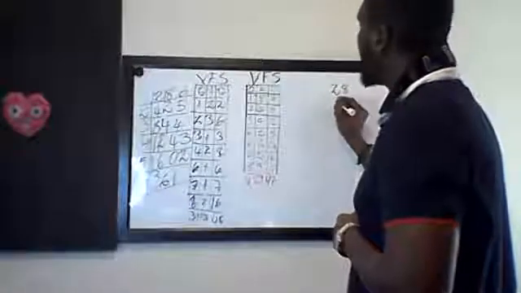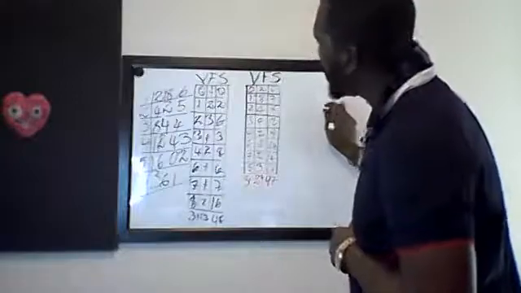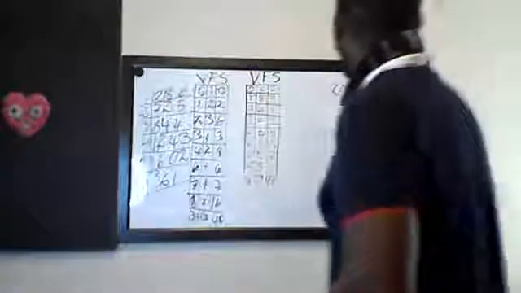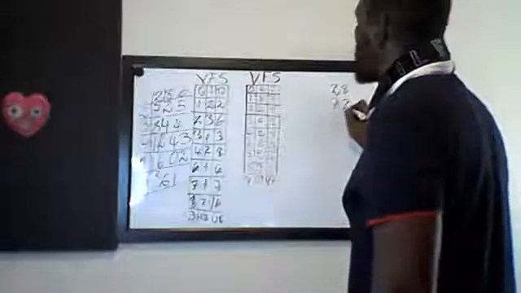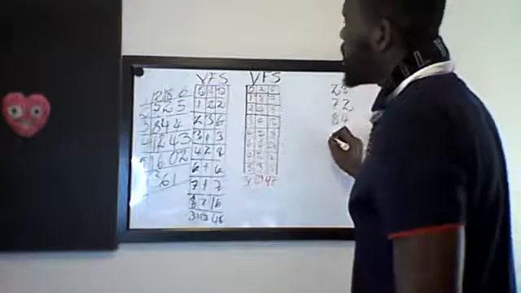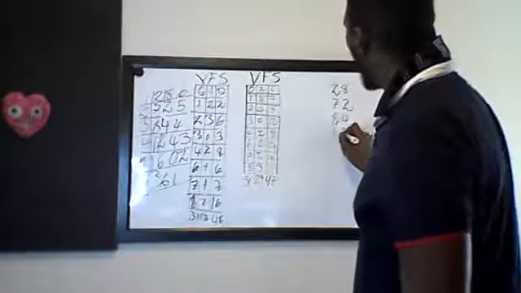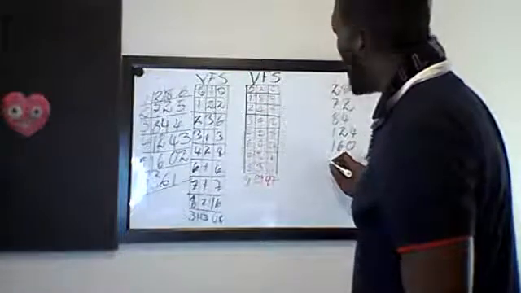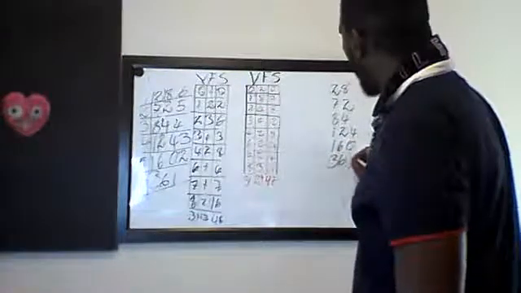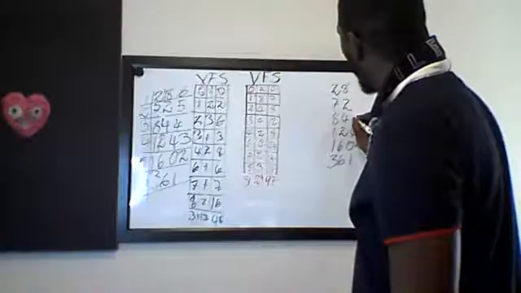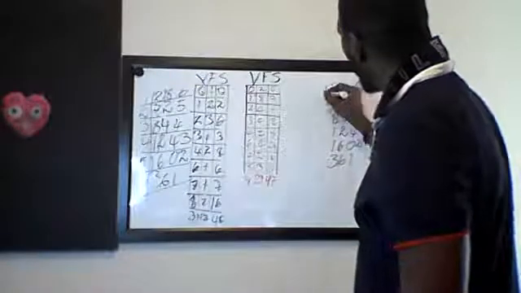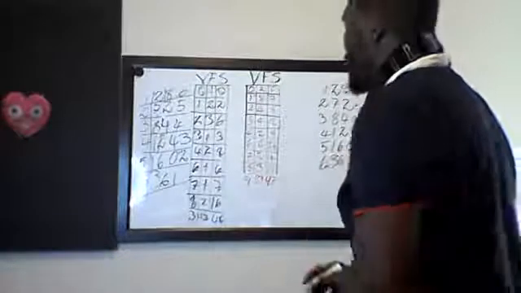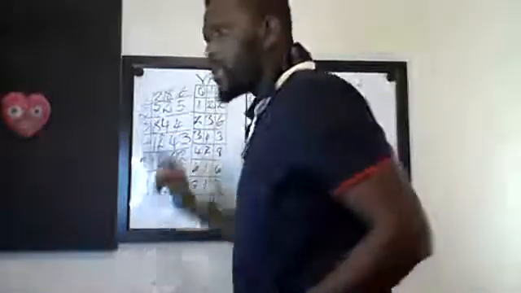20, 28, 28, 72. Yeah, this was 72. 28, 72, 84, 124, 160, and 36. Okay, so we say 1, 2, 3, 4, 5, 6, 1, 2, 3, 4, 5, 6. So now let's verify. We're not gonna use this one. We're gonna use this one.